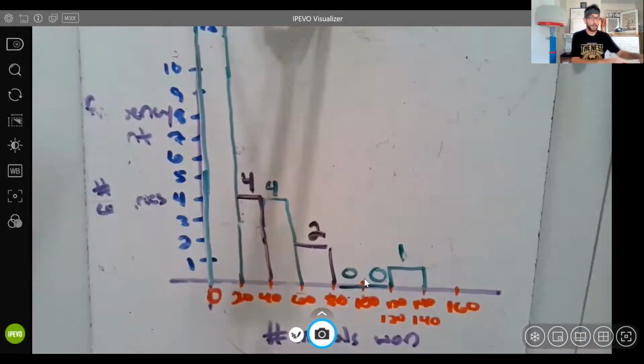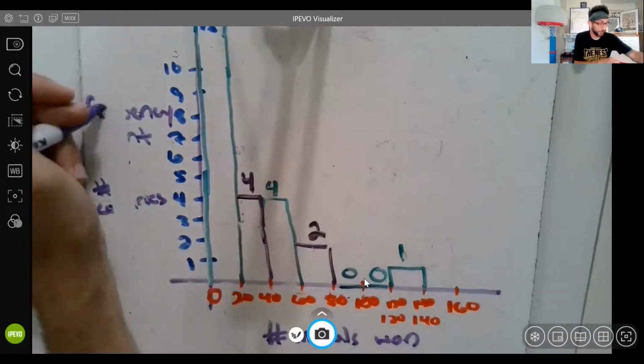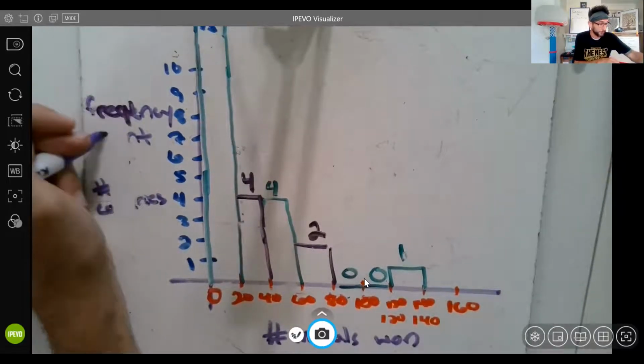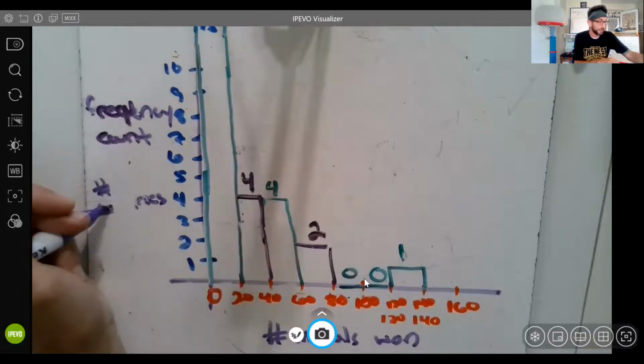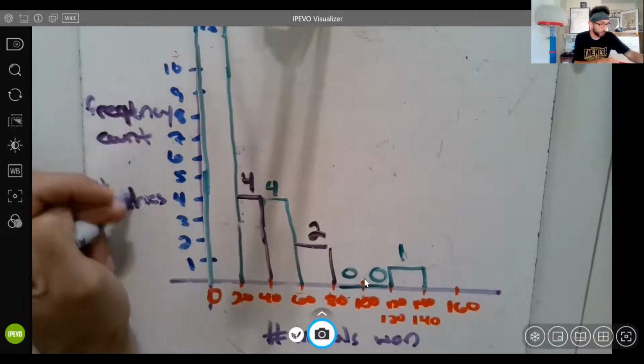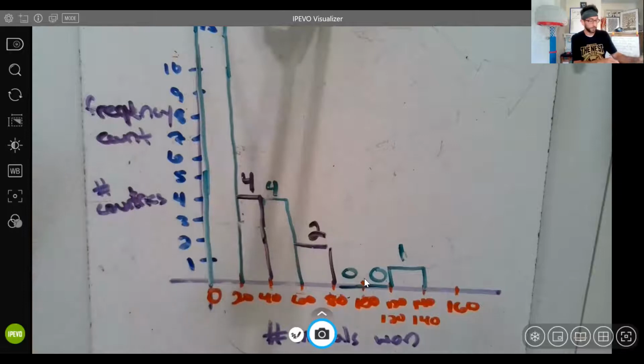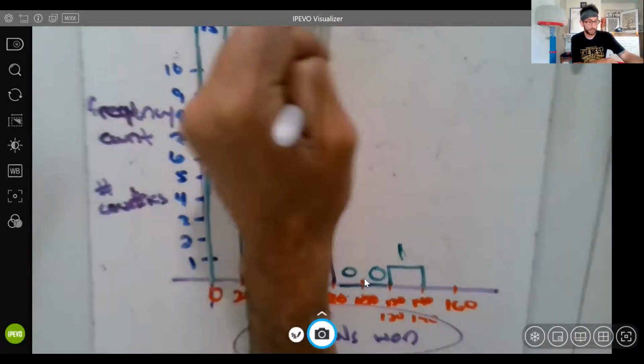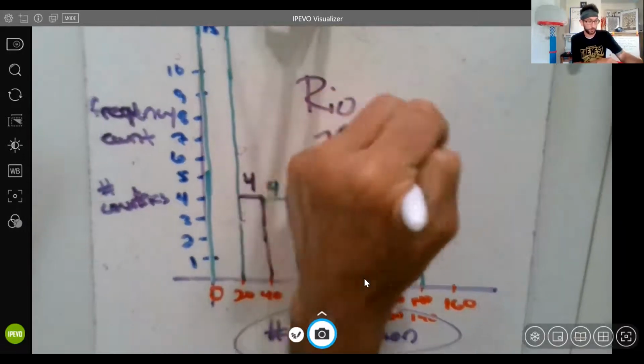We always want to make sure we label our graph. We have to label the axes, which I've rubbed off with my hand. We could label it as frequency or count. That would be full credit. In context, that's the number of countries. We want to label our x-axis, and then we want to give a title. So I'll just call this Rio 2016.